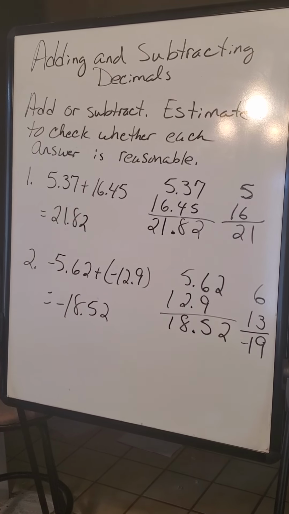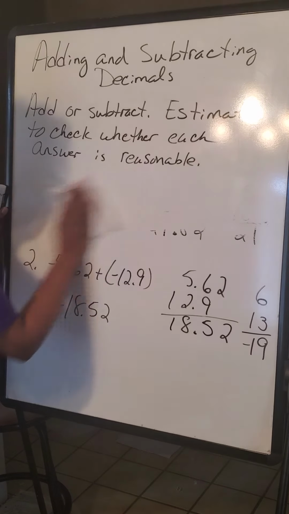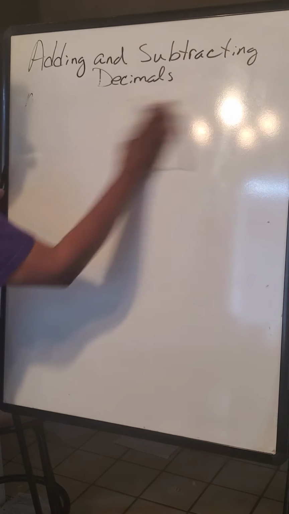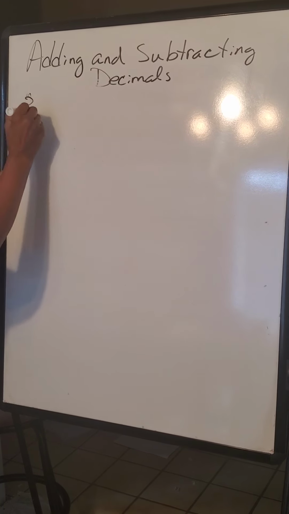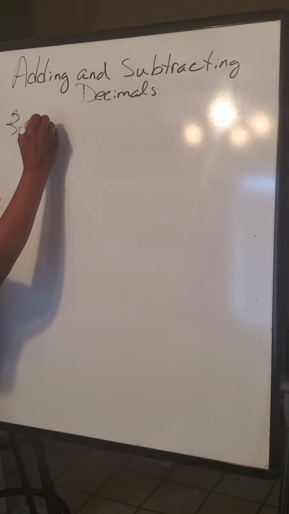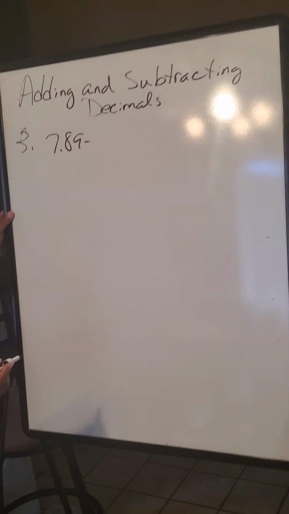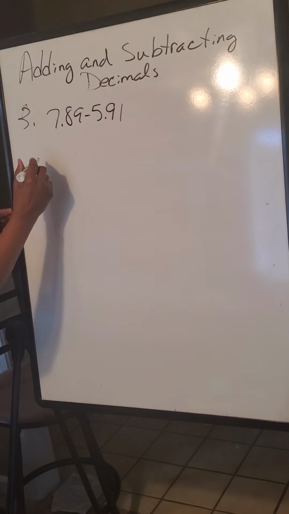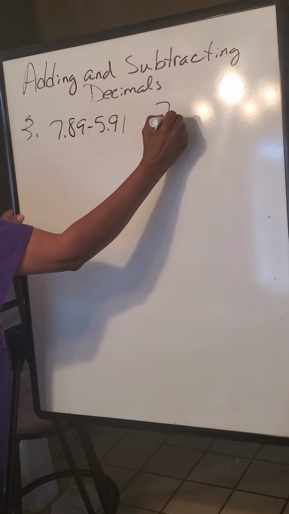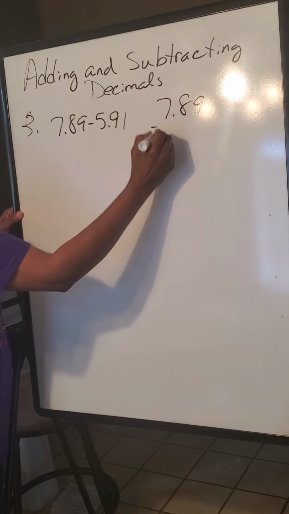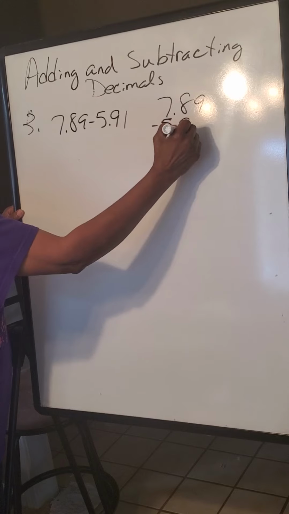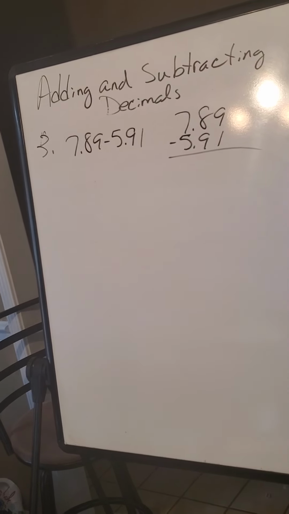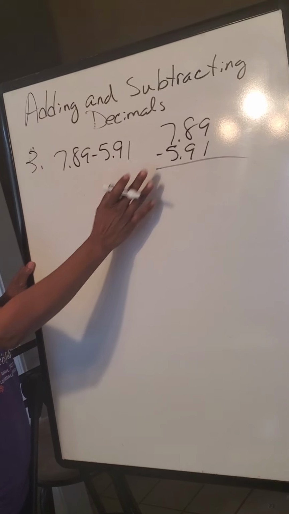Example 3. On example 3, if I had 7.89 and I want to subtract 5.91, again, line the decimals up. So I'll have 7.89. I'm going to subtract 5.91. Now, one mistake students make is that they forget what operation they're performing. So always remember the operation: we're subtracting.